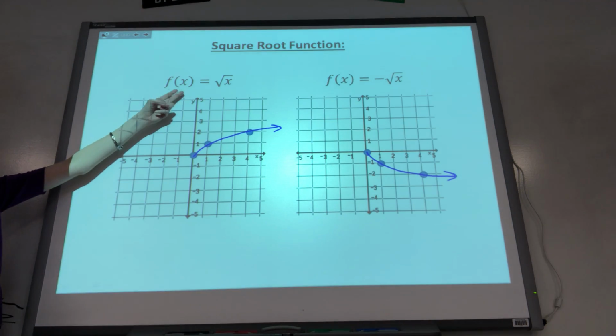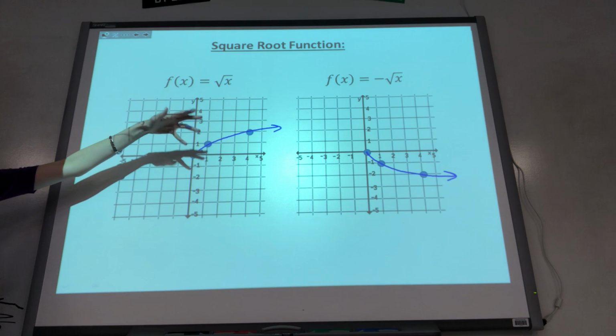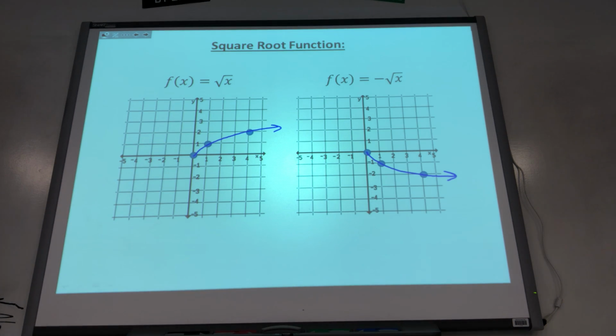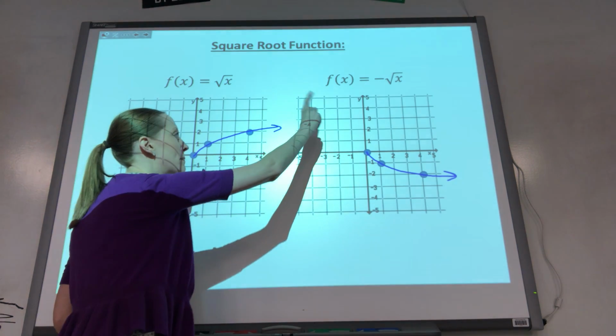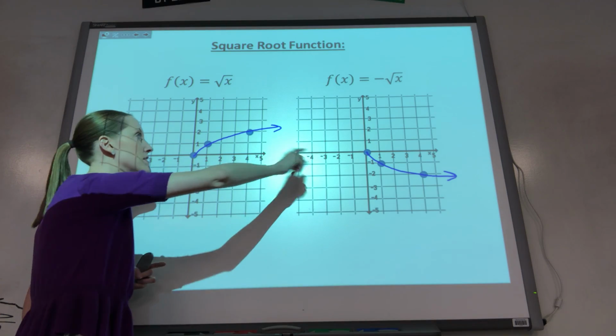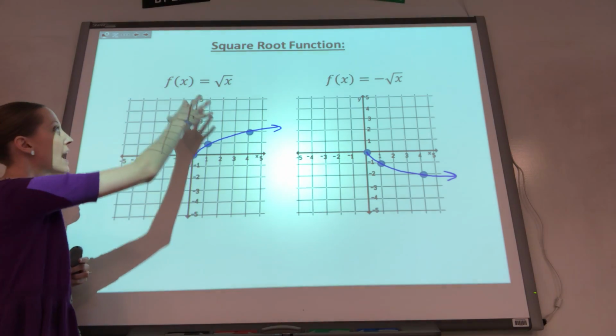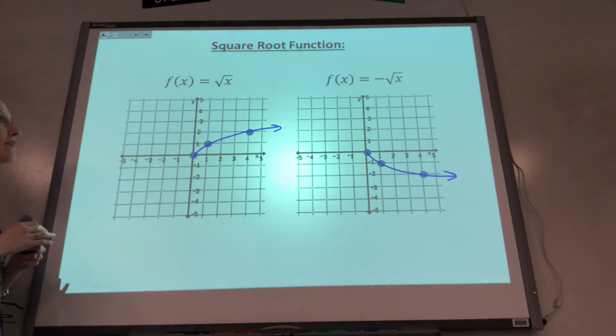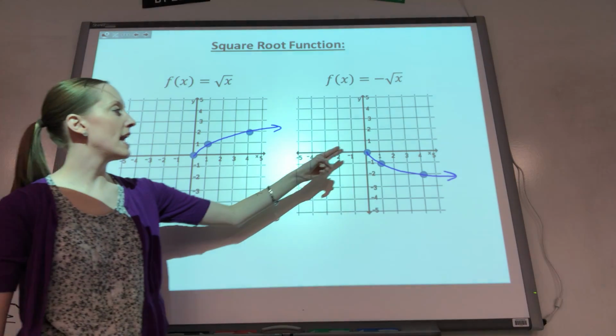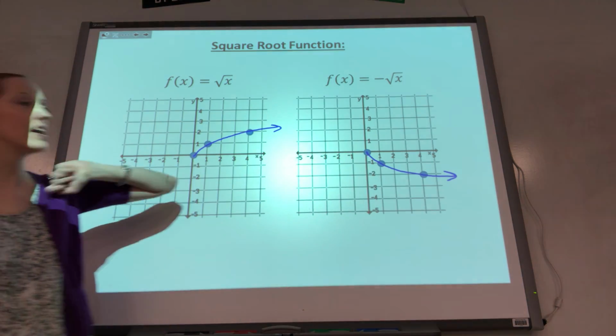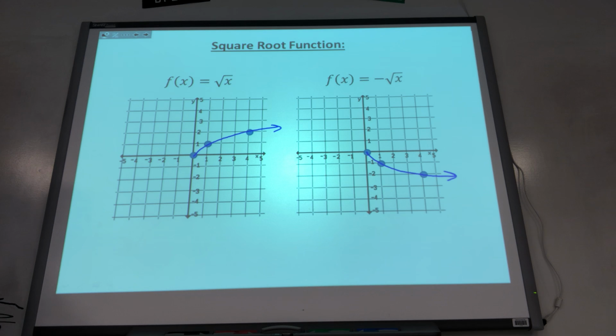This is just square root of x. That is negative square root of x. I think there's 2 of these total, so not very many, but I do remember one of them being flipped. So use this if it's not flipped, if there's no negative out front, and use that if there is a negative out front.